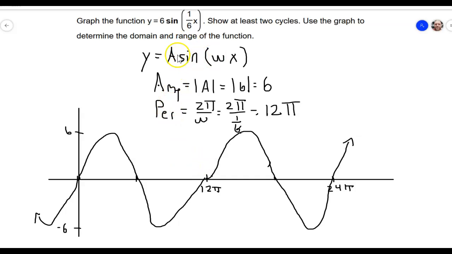Now with the cosine, it's going to be a little bit different, because remember the cosine normally starts at 0, 1 and goes down. So that's going to be transformed accordingly.